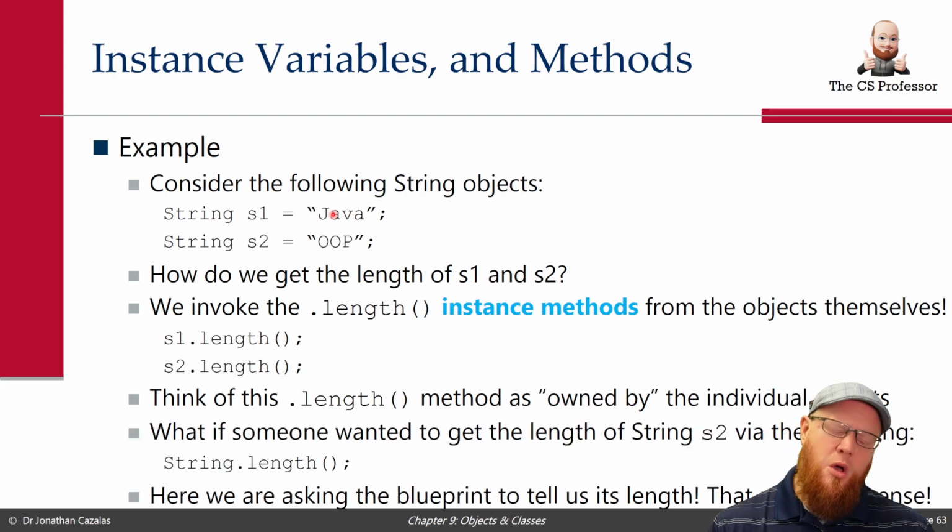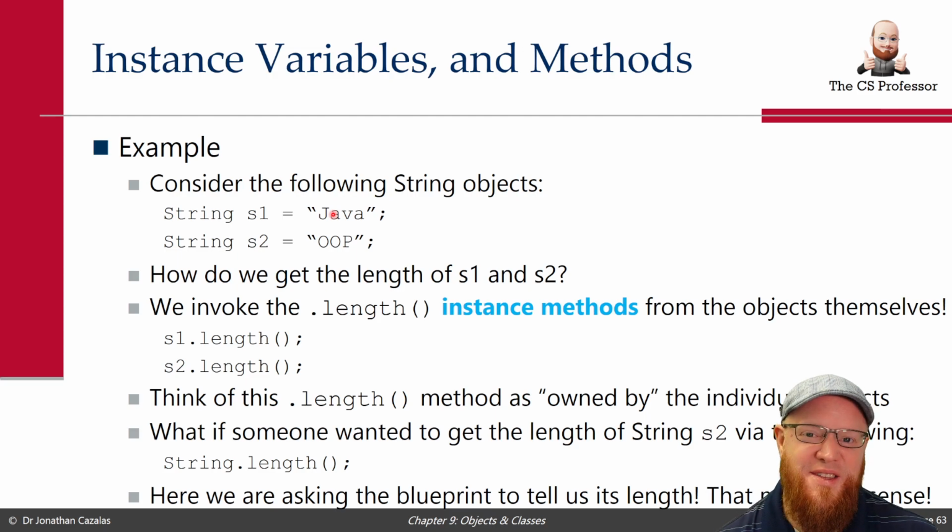What if someone said, I would like to get the length of s2 by calling that length method from the class itself, not saying s2.length(), but instead someone says, I want to ask the String blueprint. I want to ask the blueprint to give me the length. And so you type String.length(). Well, that's meaningless. In fact, it doesn't make any sense at all. Here we're asking the blueprint to give us the length, and the blueprint's like, I don't know the length. The length of what object? If you want to know the length of a particular object, the blueprint's like, go ask that object, and that particular object can tell you the length.